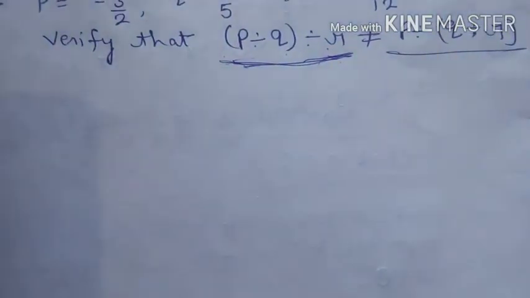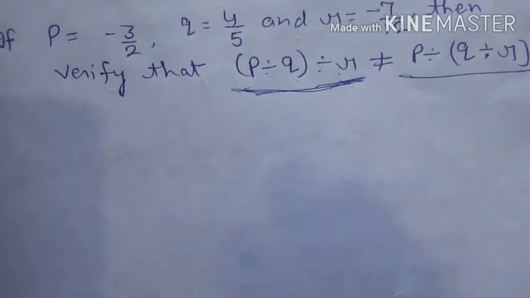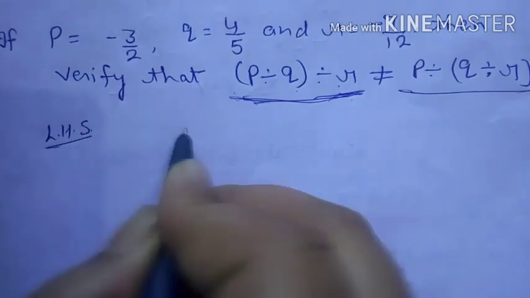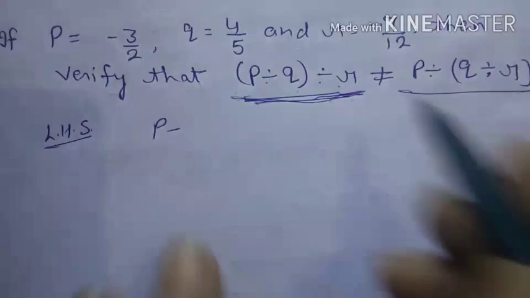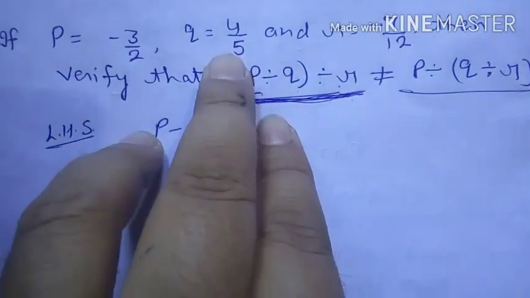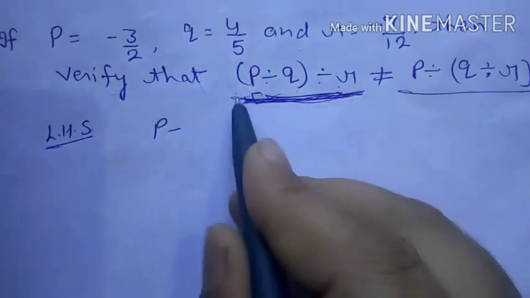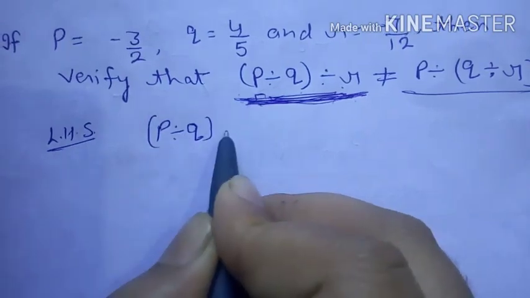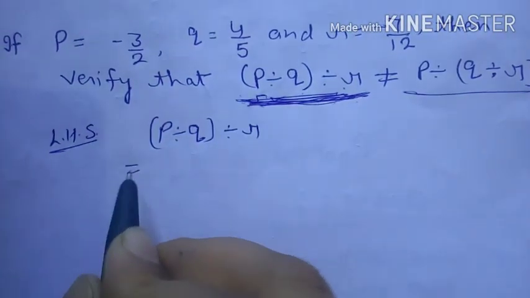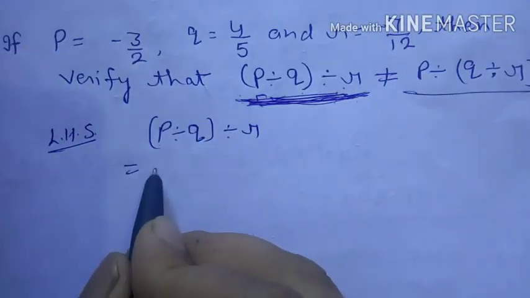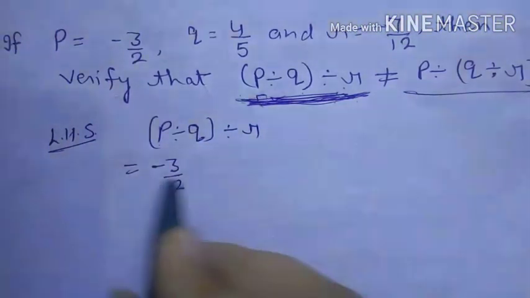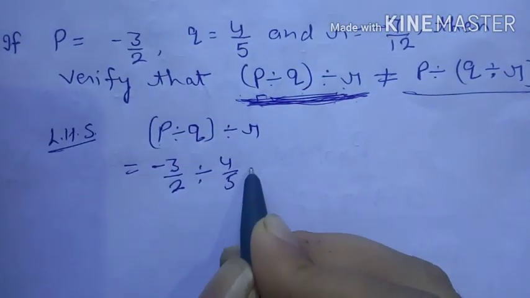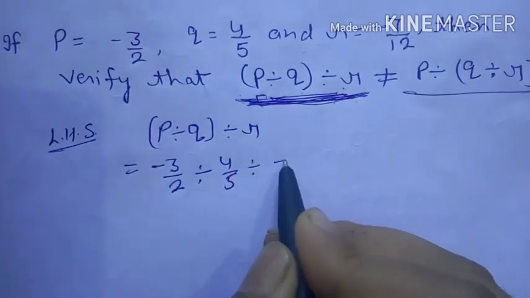So students, now we will solve this question. We will verify that these are not equal. So first of all we will take left hand side. What is left hand side? This is left hand side, which is on our left hand, that is called left hand side. Okay, this is P divided by Q and then divided by R. Now what is the value of P? That is minus 3 upon 2. So here we will put the value of P, that is minus 3 upon 2, and it will be divided by Q. What is the value of Q? 4 upon 5. And what is the value of R? The value of R is minus 7 upon 12.